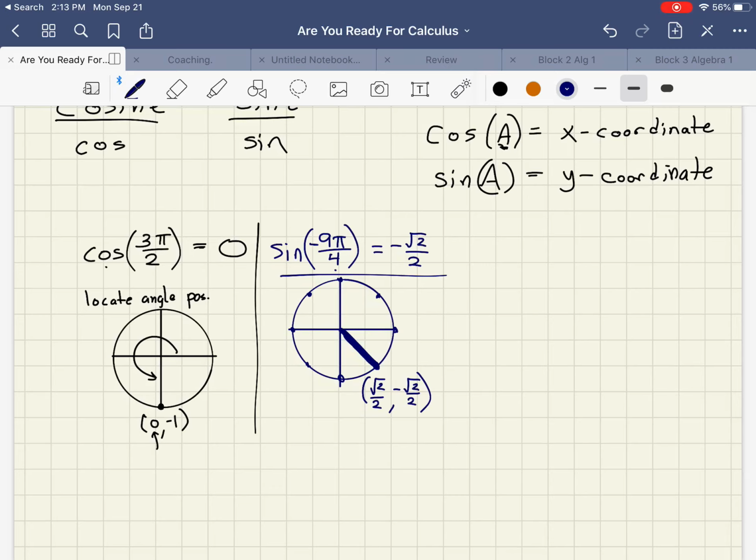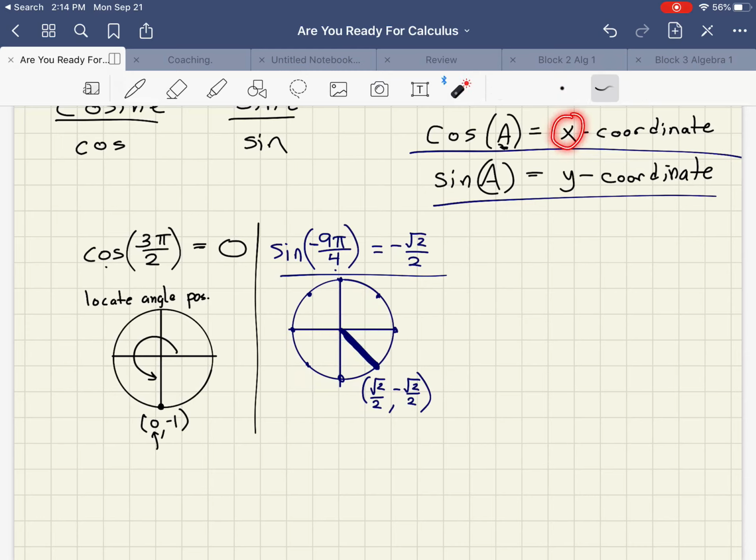So it all comes down to understanding what that first quadrant is, being able to locate, and knowing that cosine is x and sine is y. And if you need something to help you remember that, it's simply alphabetical in this case. X comes first, cosine, C comes first. Y comes second, and sine comes second because of the S.